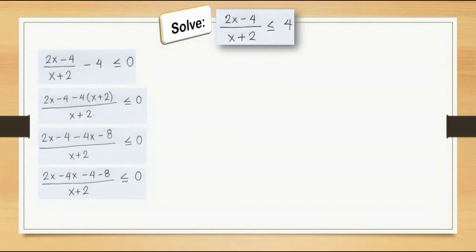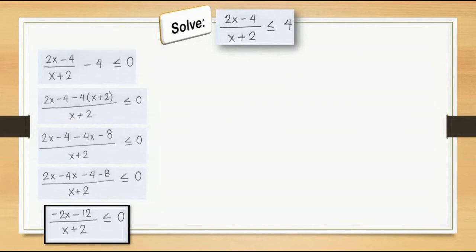So 2x minus 4x is negative 2x. Then negative 4 minus 8 is negative 12. So that becomes (negative 2x minus 12) over (x plus 2) is less than or equal to 0.